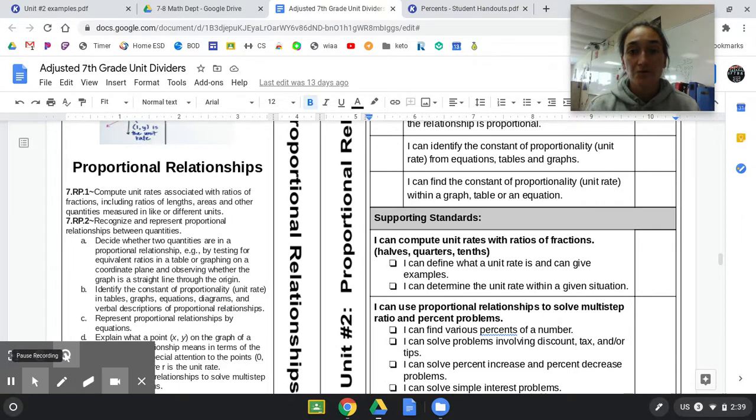If you want to go to my syllabus or the essential standards, you can look at these a little more specifically. We will be talking about these next week. You will have a pre-test next week, and you will have the vocabulary included in this unit.